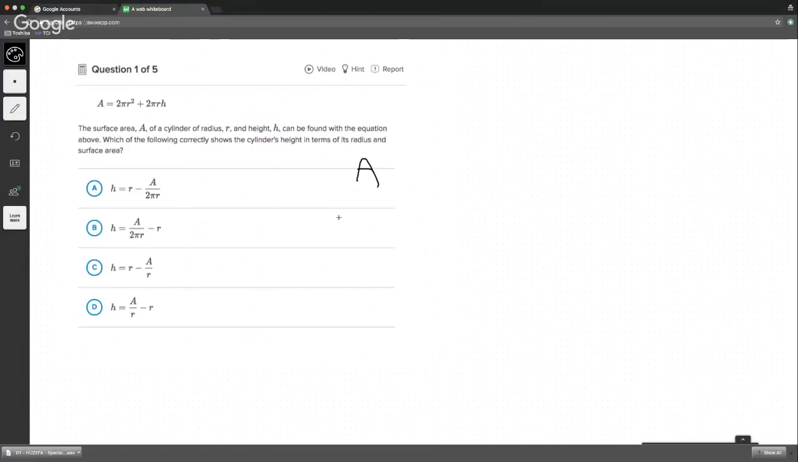What are we trying to do? We're trying to isolate h. That's all it is. So we have A equals 2 pi r squared plus 2 pi r h. Now let's isolate h. First let's subtract 2 pi r squared. We can just subtract that entire term, because if we subtract that entire term, it's gone. And we do the same to this side.